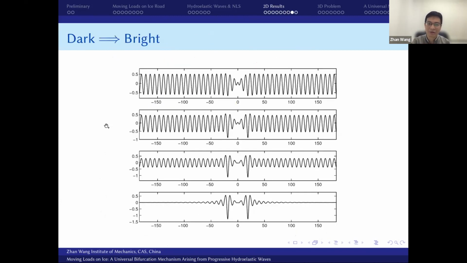But the solution is multi-packet. It's different from the bright soliton solution that we explored in the previous several slides. It features two depression waves sitting side by side. So that's the bifurcation for dark solitary waves. We'll go back to this problem later on.